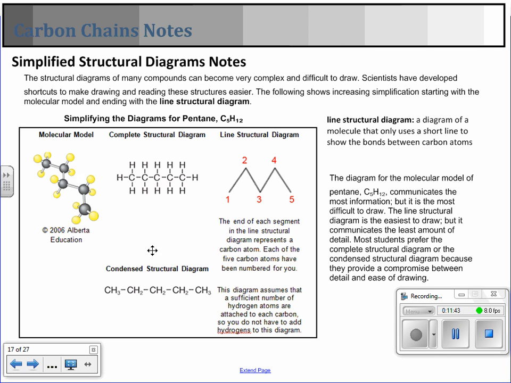So most students prefer the complete structural diagram or the condensed structural diagram because they provide a compromise between detail and ease of drawing.